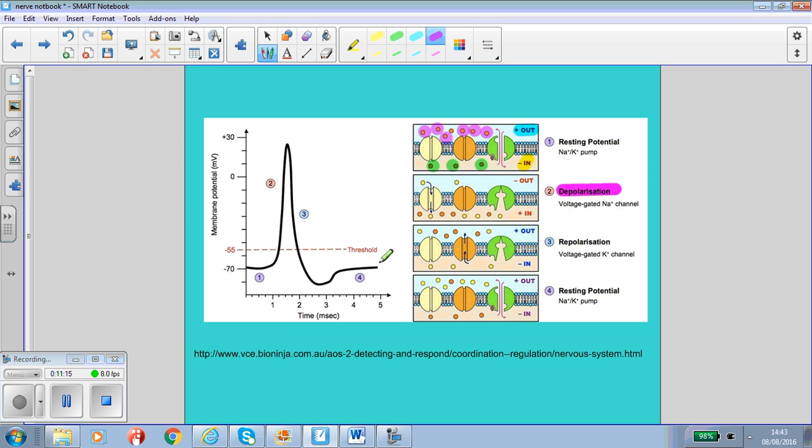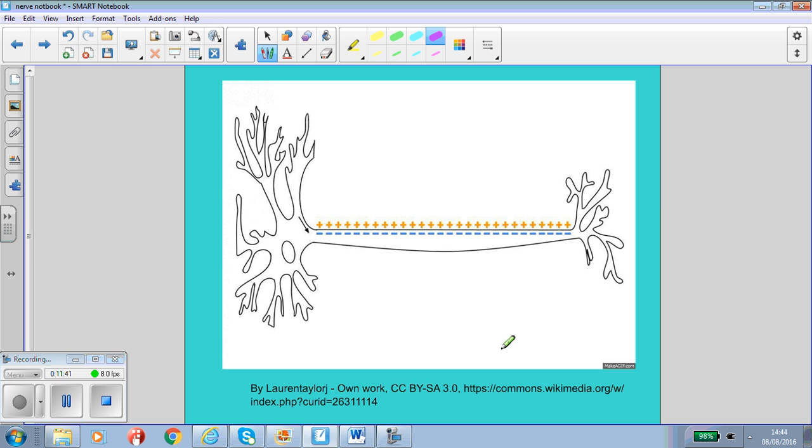And this happens all along the axon of the neuron. It's not the case that the entire cell, the potassium gate opens and then closes. It happens almost like a Mexican wave all along the length of the cell. So it does happen at some point the whole way along, but not all at the same time. And that's what we can see from this diagram here.